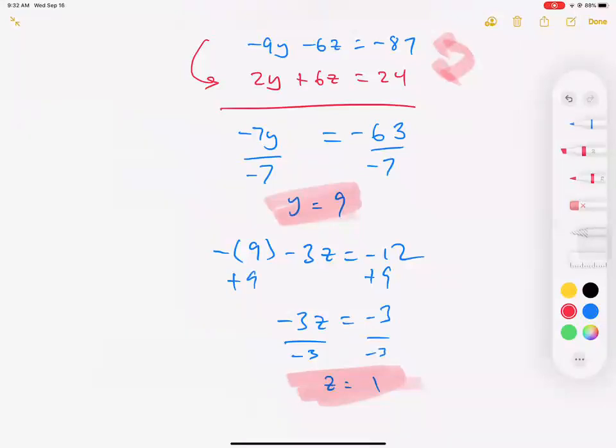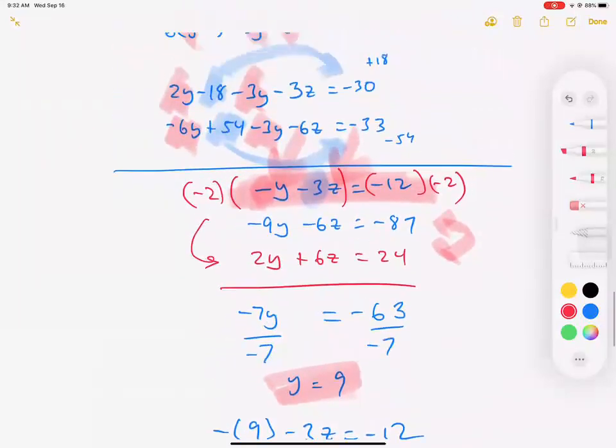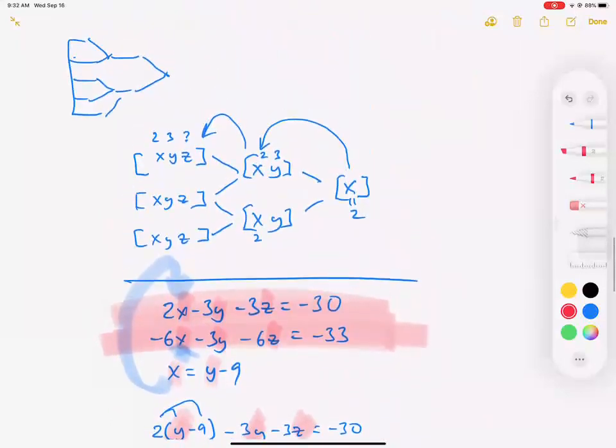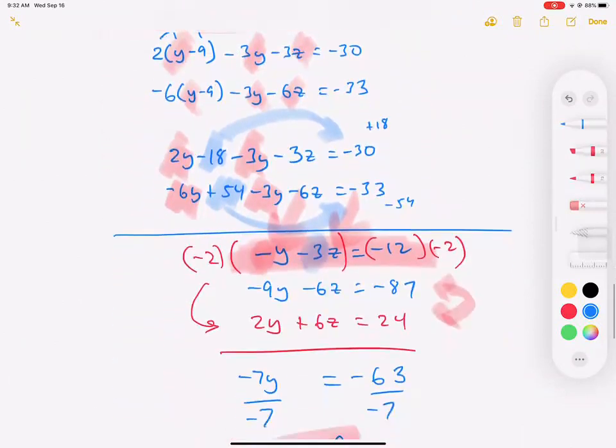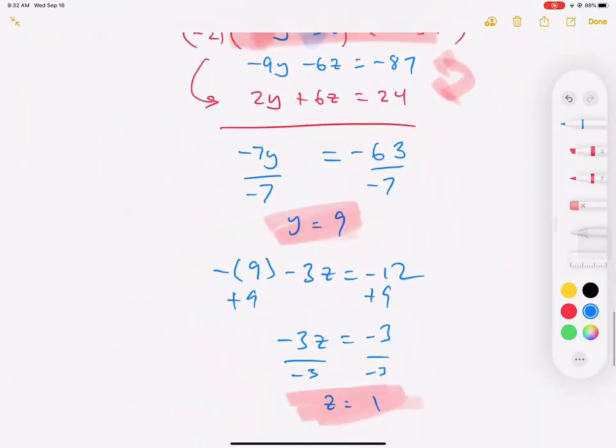Now we have to solve for x. Let's take a look back here. Look what's nice to set up for us. X right here. If you give me y, I can give you x. So let's use it. X equals y minus 9. Well, the y we solved for was 9. X equals 9 minus 9. X is equal to 0.